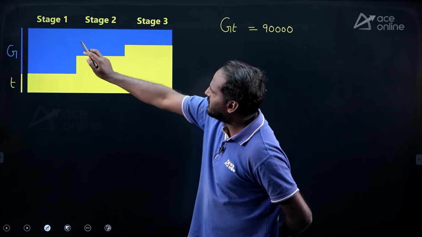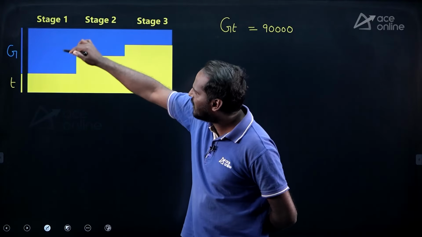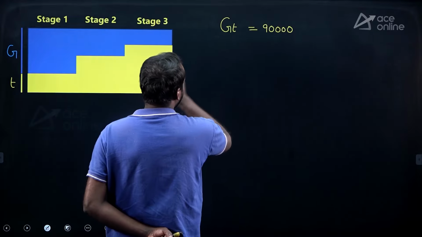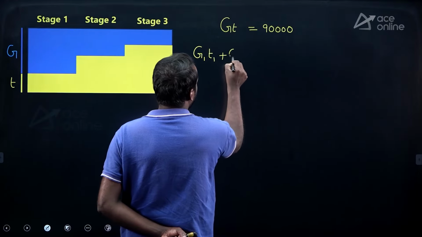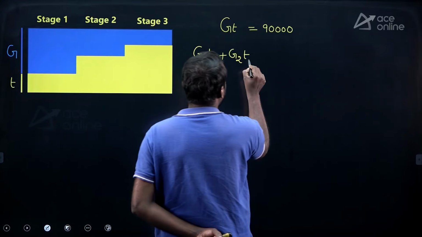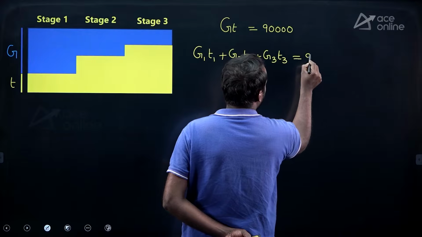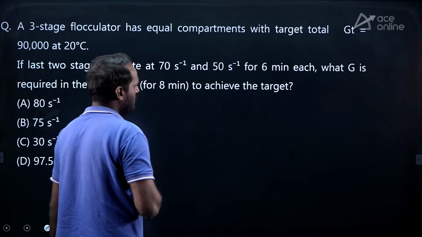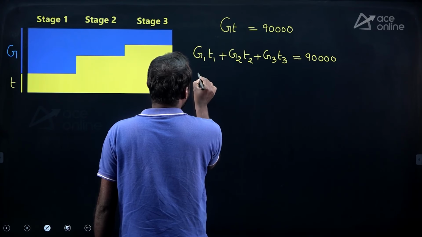He has given the stage 2 and stage 3 G values and T values. He has already given the stage 1 T value. You need the G value of stage 1. What I am doing is stage 1 G1 T1 plus G2 T2 plus G3 T3 equal to 90,000, which we need to distribute among the stages. I know the value of time is 8 minutes.